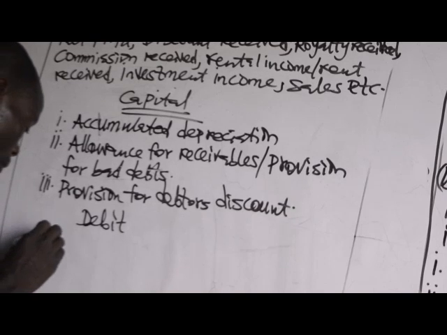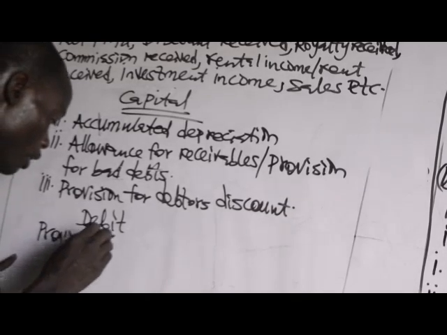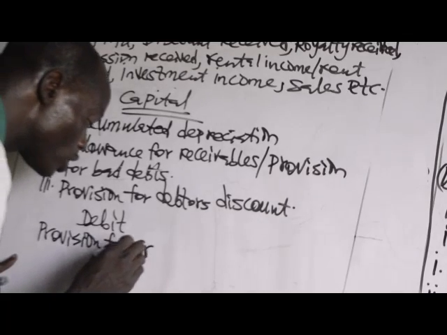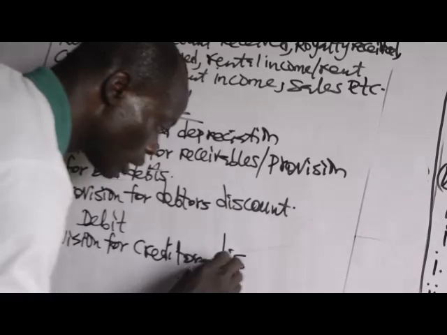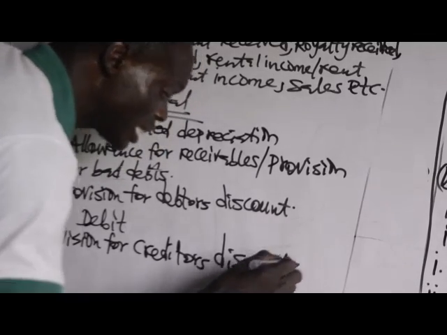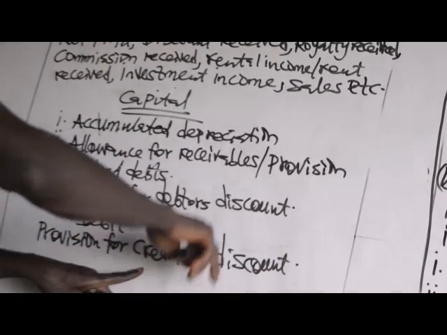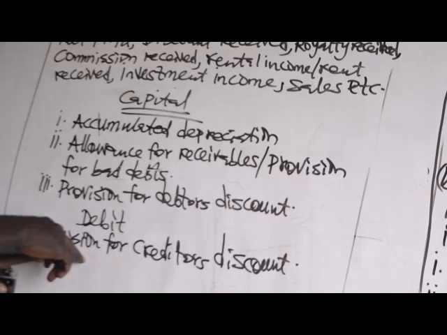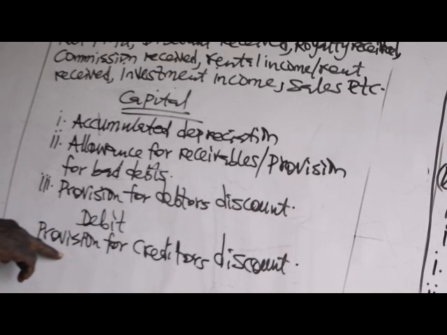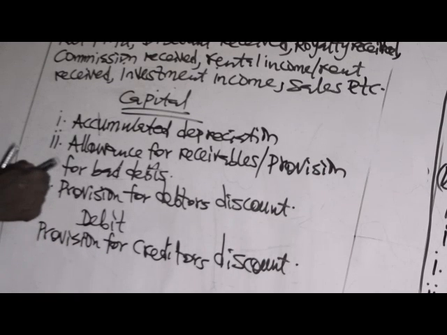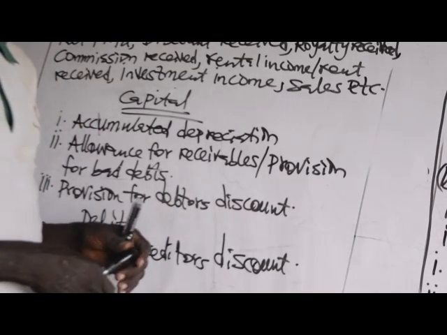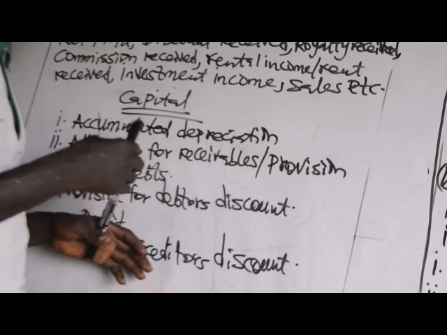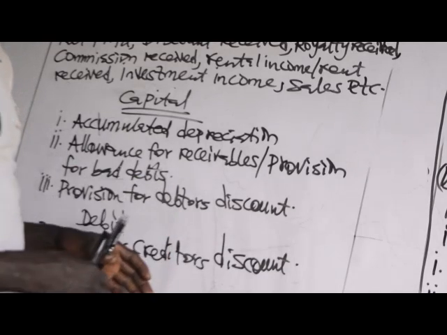provision for creditors discount. This is an estimate made against creditors. Creditors is a credit entry in the trial balance. An estimate made against that creditors goes to the debit side of the trial balance. So these are the rules you have to bear in mind. The rules for extracting a trial balance.